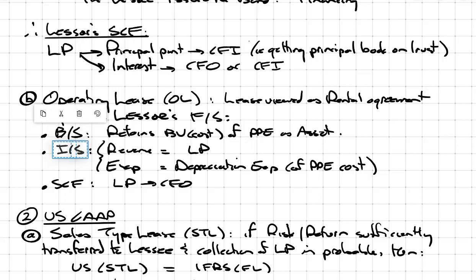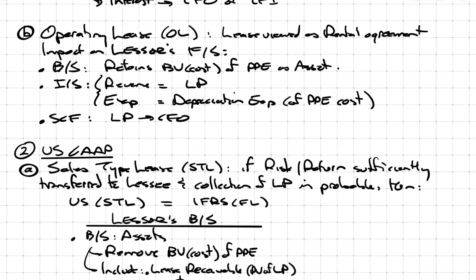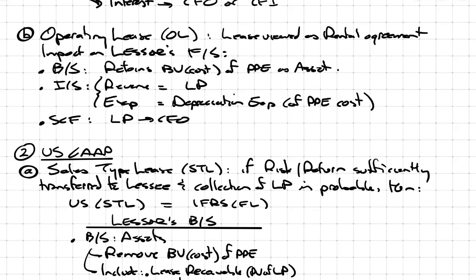And on the income statement, the lessor would report a revenue equal to the lease payments. Remember, it's rent. So the entire lease payment is regarded as rent. And because they're still holding the asset, the lessor has to depreciate it. So they would recognize the depreciation expense. And on the statement of cash flow, the entire lease payment received by the lessor would be regarded as operating. Of course, it's rent.